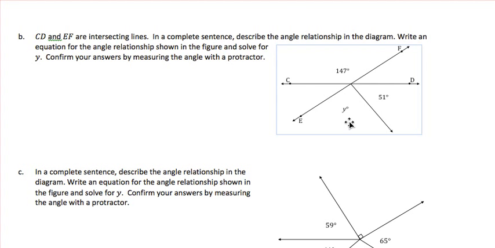In the next problem, they tell us that CD and EF are intersecting lines. They tell us that because sometimes when you're looking at a figure, it looks like lines are bent. It just plays with your eyes. In a complete sentence, they ask us to describe the angle relationship in the diagram. This one is circular. The angles form a circle, which means that is 360 degrees.